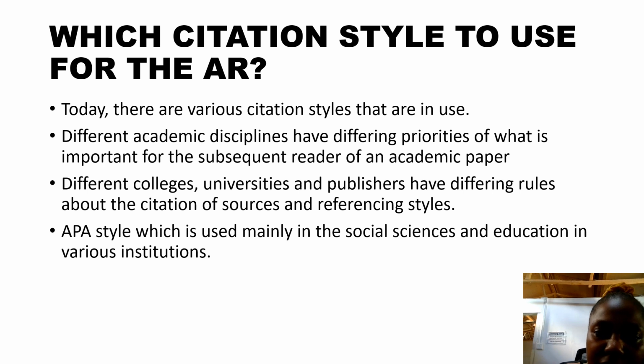So which citation style to use for the action research? Today there are various citation styles in use. Different academic disciplines have different priorities on what is important for the subsequent reader of an academic paper. Different colleges, universities, or publishers have differing rules about citation of sources and referencing styles. For this case, like I said, APA style is mainly used for social science and education. APA is the American Psychological Association style. We're going to discuss it.